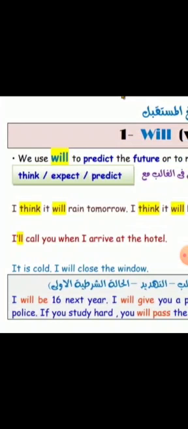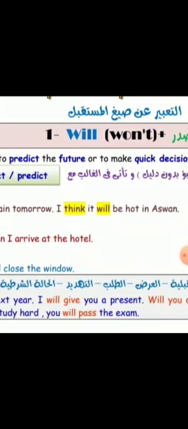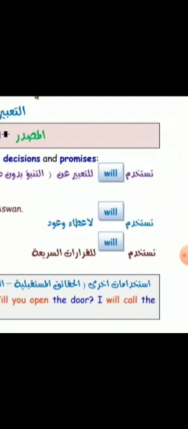Also, it comes with the following words: think, expect, predict, perhaps, promise, sure, probably. If I have one of these words in a sentence, I must choose will plus infinitive. Let's have some examples. I'm sure Ali will come to the party. I think Alice will get the prize.